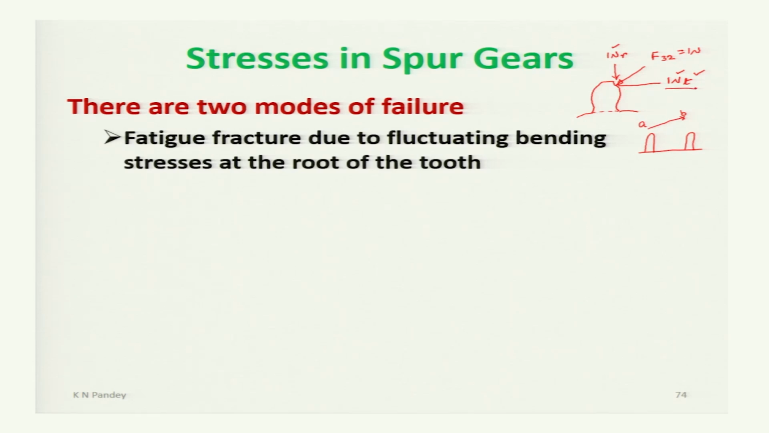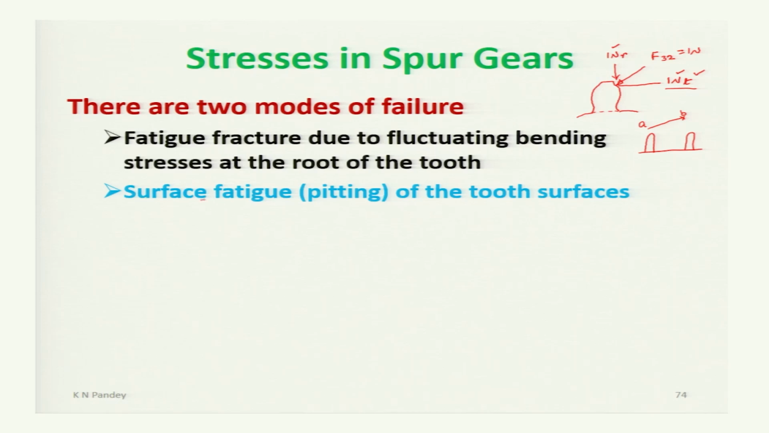So this WT will have a certain value from A to B, and after B this WT will be 0 for a particular gear tooth. So a fluctuating bending load is acting on it. Due to that there may be fatigue fracture at the root of the tooth.